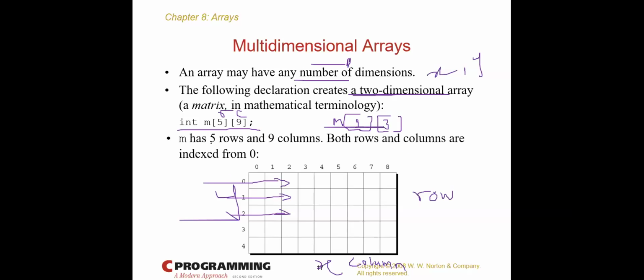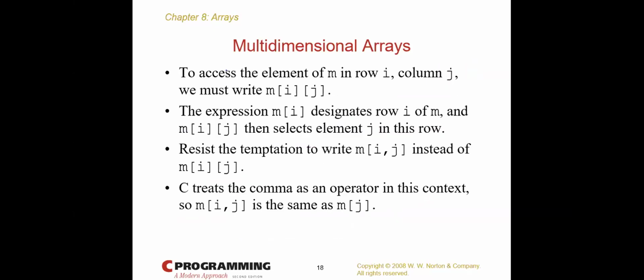So in this situation, M has 5 rows and 9 columns. If you check, we have 9 columns. This is length minus 1. This is 5 rows, which is length minus 1. So if you count, you have 1, 2, 3, 4, 5 rows. To access the element of M in row I, column J, we must write M[I][J].